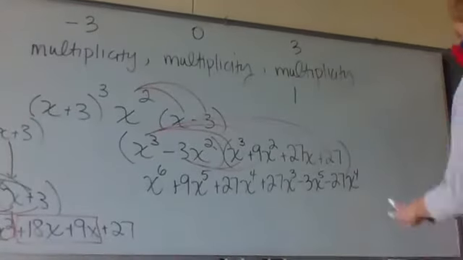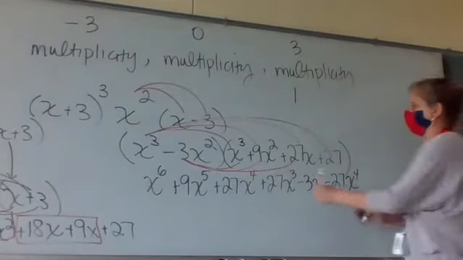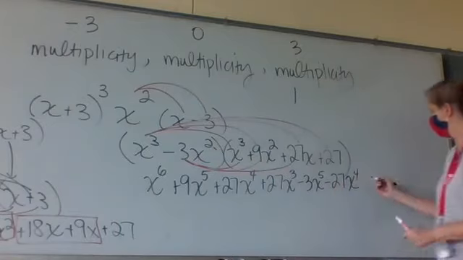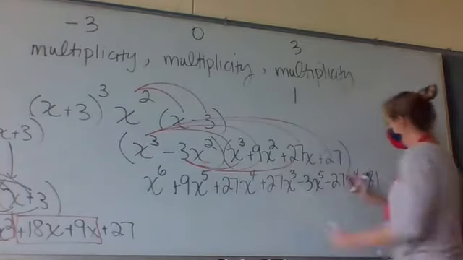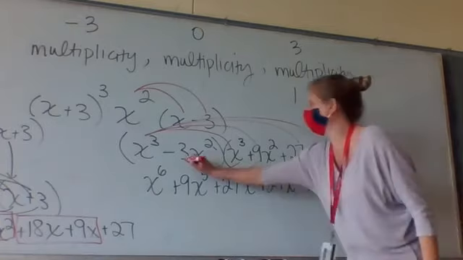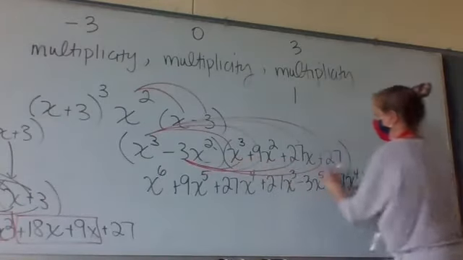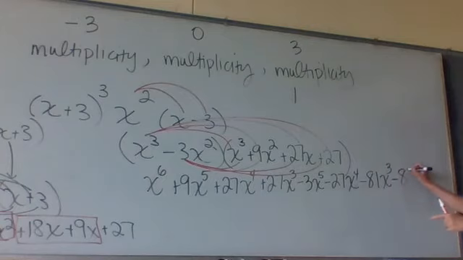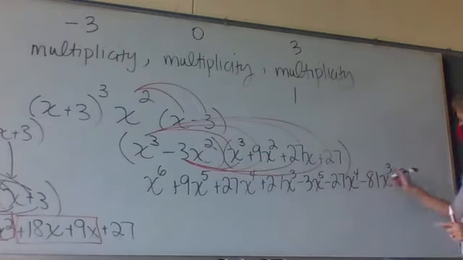Keep going. Negative 3x squared goes to the 27x. So what's that going to give me? Negative 3 times positive 27 is negative 81. I've got x squared times x, which is x to the third. And then my very last one, negative 3x squared times positive 27. So negative 3 times positive 27 again is negative 81. X squared and no x's, so that just leaves me with x squared.